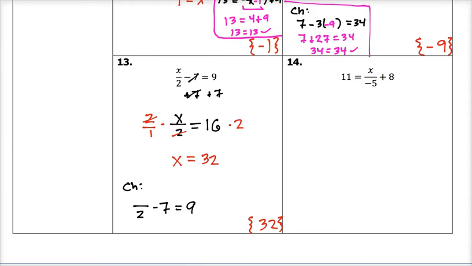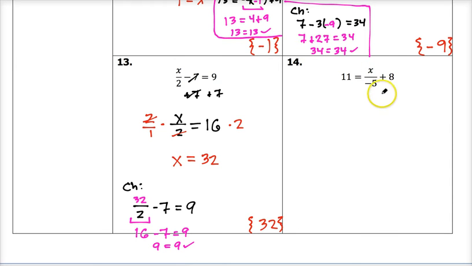So I'm substituting a 32 in the numerator because that's where x was, divided by 2 minus 7 equals 9. Well, 32 divided by 2 is 16, and 16 minus 7 is 9. So that checks out. Number 14, we have 11 equals x over negative 5 plus 8.